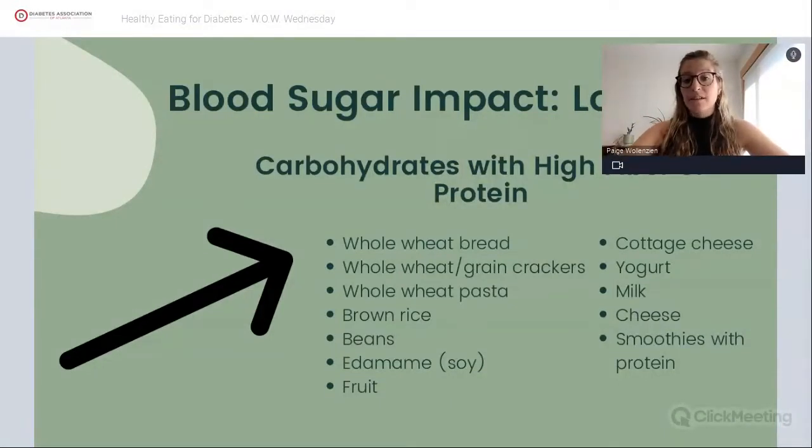Low fiber cereal. So some cereals that contain more fiber are going to be those that contain whole grains, like some Cheerios or frosted mini wheats. More low fiber cereals would be those sugary cereals like Fruit Loops, Kix, Cocoa Puffs, and they're mostly made with those refined grains.